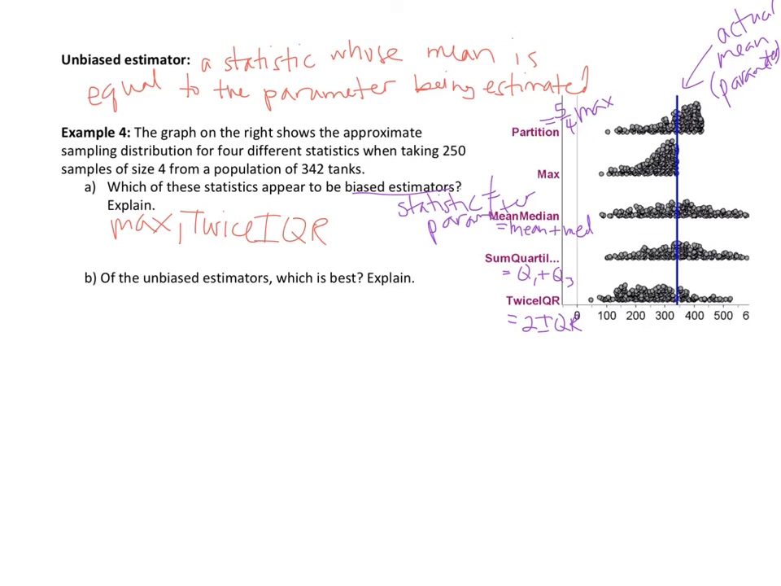So B is a little bit subjective. They ask you, of the unbiased estimators, which is the best? For this one, believe it or not, the best one is probably going to be the partition. I know you might be looking at it thinking, wow, that looks really skewed. That's not a very good estimate. But actually, you'll notice that a lot of the values were pretty close to the mean. It has the smallest spread. That's what you're going to be looking for in that one.